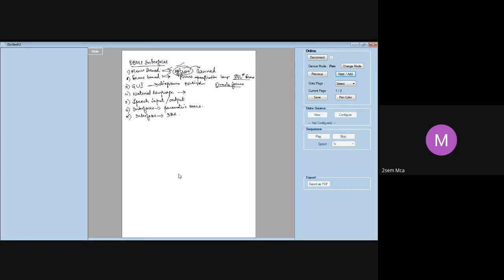Natural language interface, any idea what it is? Form based, menu based, GUI, all of you are very well aware of, I know that. Natural language interface, what do you mean by that? When we talk of natural language interface, you are trying to give your request in English-like language.